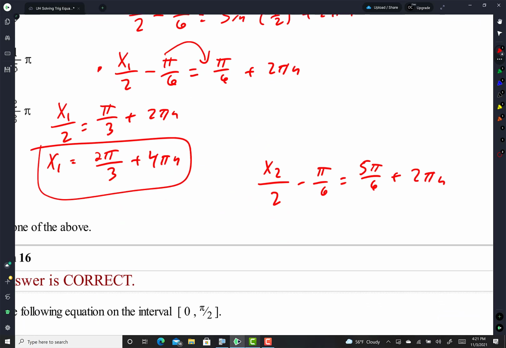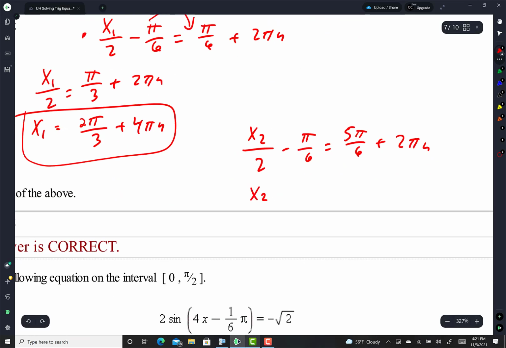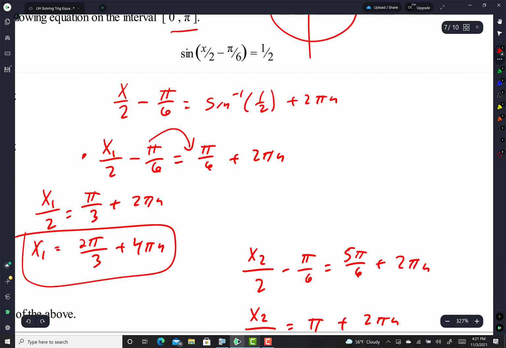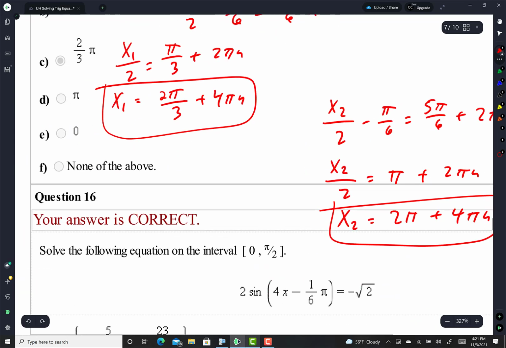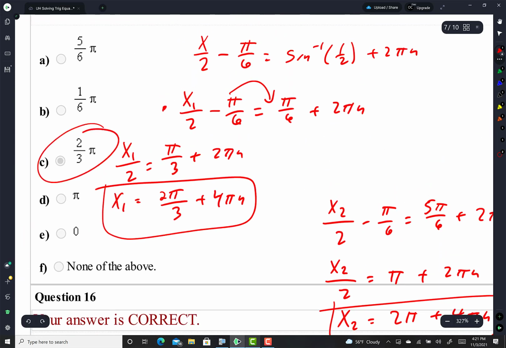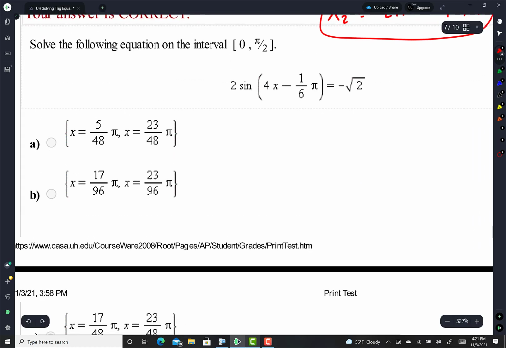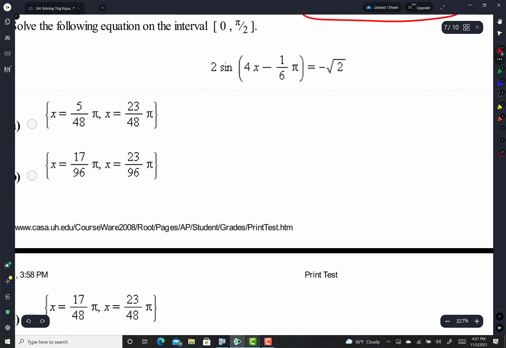And I'm going to do the same thing here on this one. So x2 over 2 equals 5 pi over 6 plus pi over 6 is going to be a whole pi plus 2 pi n times 2. So x2 is going to be 2 pi plus 4 pi n. So this is my general equation, but the 2 pi can't be an answer because I'm already above that pi there. So my only answer is 2 pi over 3. So there it is. All right, we're doing good timing, I think. We're going a little fast, so maybe rewind this and see what's up.